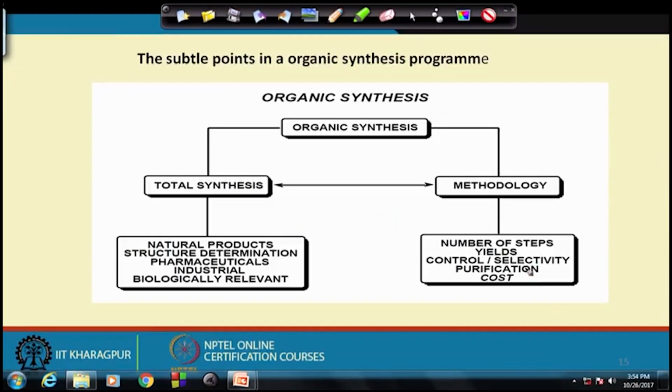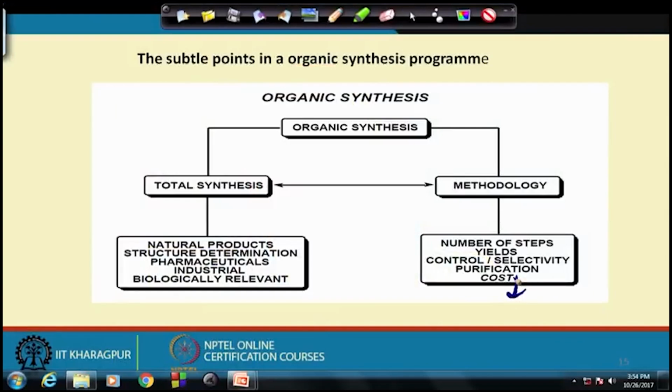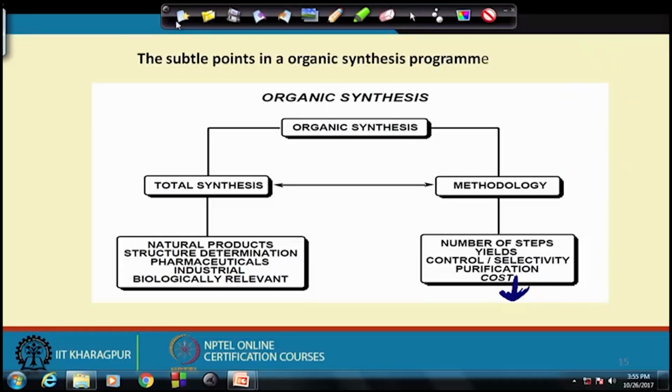And if the overall pathway is efficient and effective, your cost will definitely come down. Cost is one of the factors in which industrial people, the pharma industry people, will be much more interested. But anyway, we will try to figure out all those subtle points in our effective synthetic pathway design. So, as I said, our main focus is a guide to retrosynthetic analysis.